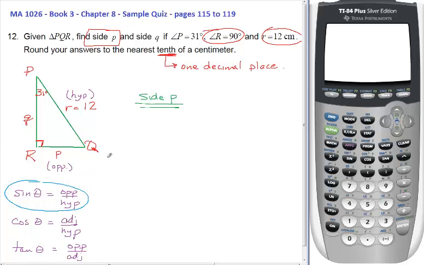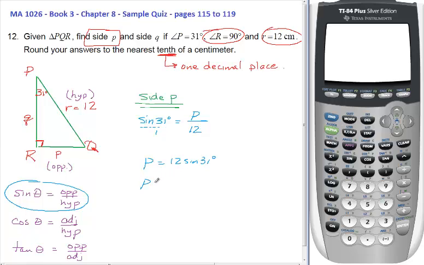So we want to use the sine ratio. So the sine, now the angle comes next, is always the sine of the angle. And the angle in this case is 31 degrees, is equal to the ratio of the opposite side, which we're looking for, which is side P, over the hypotenuse, which is 12 centimeters. And now it's a simple cross multiplication because this is understood to be over 1. So just cross multiply. P is equal to 12 times sine 31.